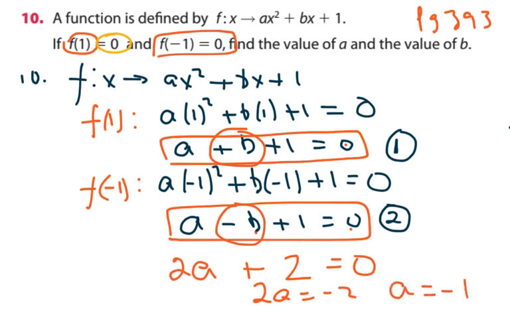And then you substitute a is equal to minus 1 into any one of the equations, either this one or this one, to get the value of b. Okay, let's leave it at that. Let's move on to the next question now.